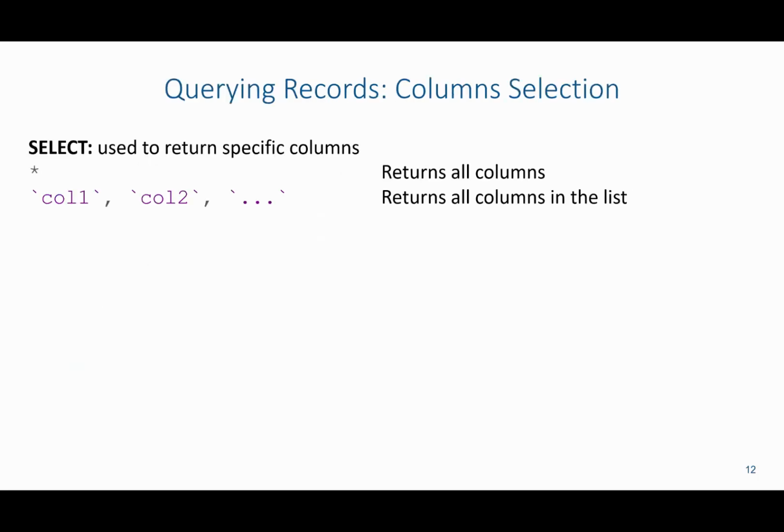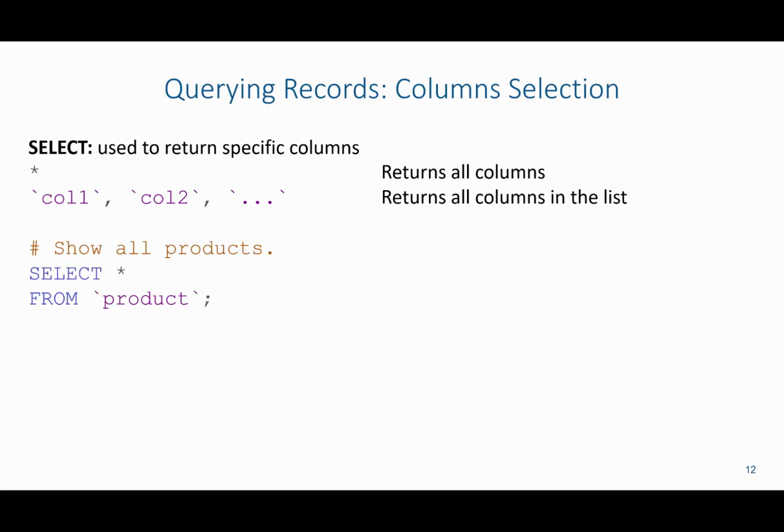So the first thing we're going to talk about with querying records is column selection. So in select, we're going to specify the columns we want. If we use the character star after the keyword select, it will return all columns. If we specify a comma-separated list of columns, it will return all the columns that we specified.